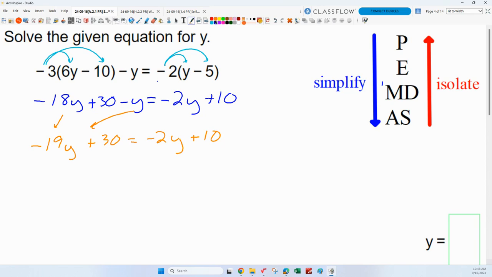Should I push the y's to the right or the left, do you think? To the right, I agree. Well, how come the right?